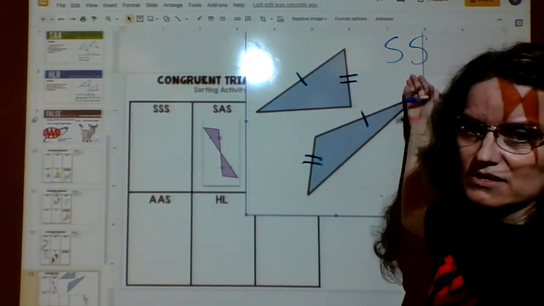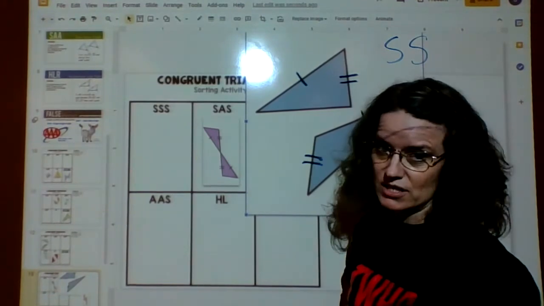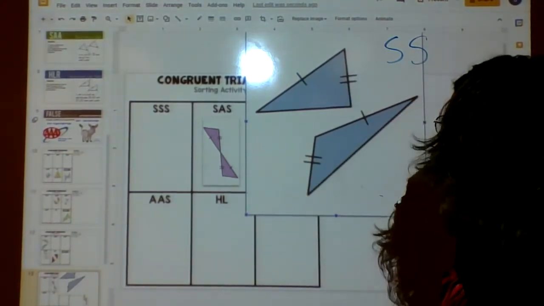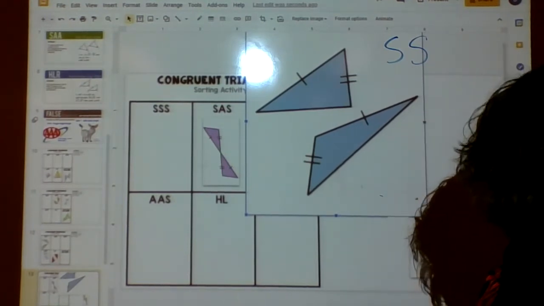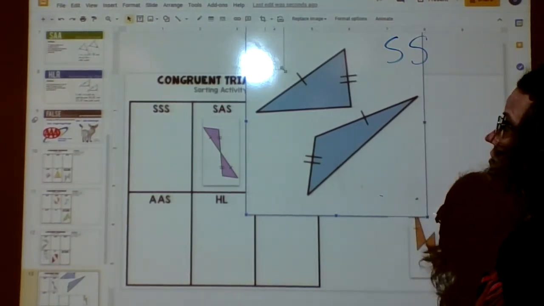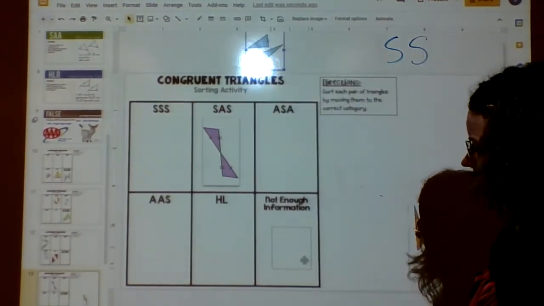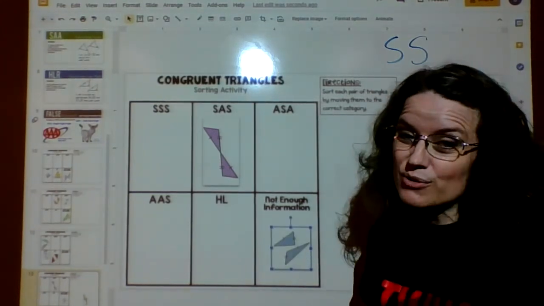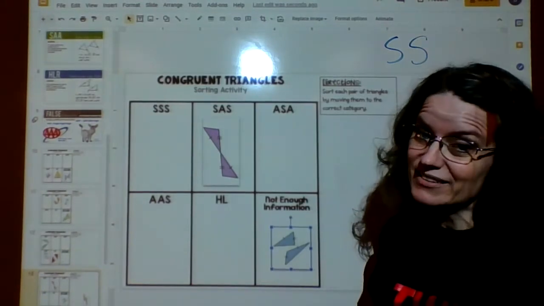Well, two things is not enough information to tell me that these guys are congruent. So I just don't know with these guys. And so you guys have to go into the corner and be down here. There's not enough information to tell. They might be congruent, but you know, looking at them, I kind of don't think they are.